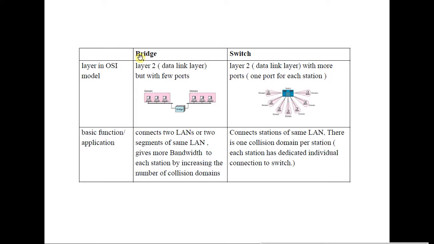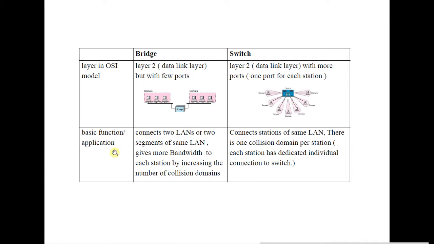Now the comparison between bridge and switch. The layers in the OSI model: the bridge works at layer 2, the data link layer, but with few ports. The switch also works at layer 2, the data link layer, with more ports. So this is a diagram of a bridge, which connects two LAN segments. The switch has more ports than the bridge, and it can connect multiple nodes to the central switch.